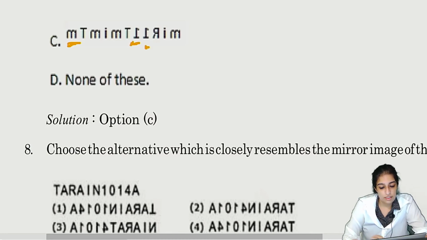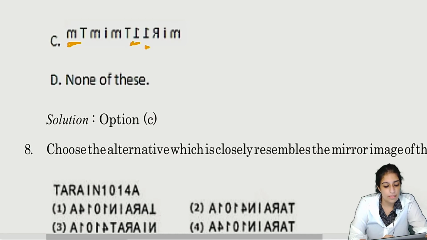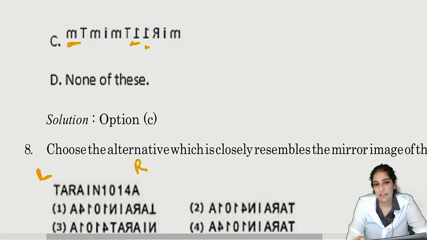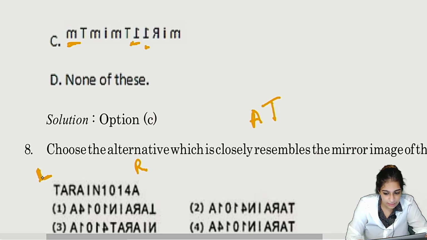Okay, they have given this. Again our rule remains the same. What is our rule? Left becomes right, right becomes left. Words like W, H, A, T does not change. T change नहीं होगा मिरर में, A change नहीं होगा मिरर में. Okay, rest all will change.